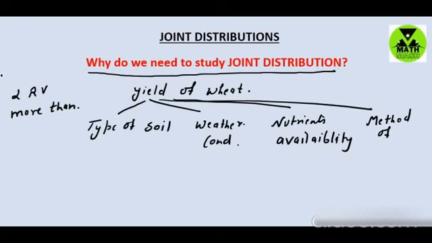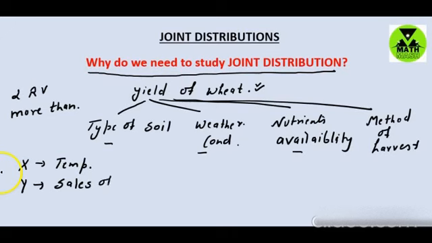So whenever we need to study all these factors simultaneously, that is, how these factors are going to affect the yield of wheat, the concept of the joint distribution comes into the picture. Now to keep it simpler, we'll take just two random variables. Say we take one random variable capital X as the temperature and capital Y as the sales of ice cream. So this is another example.